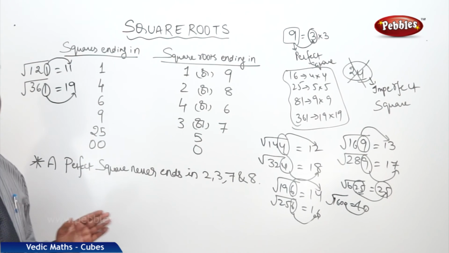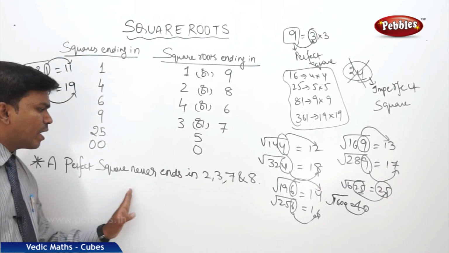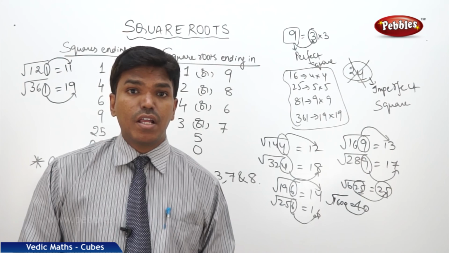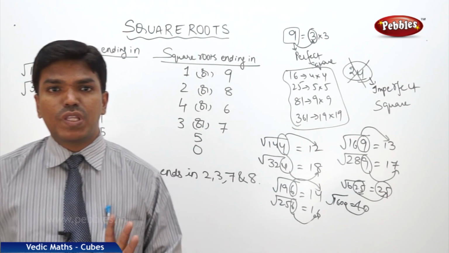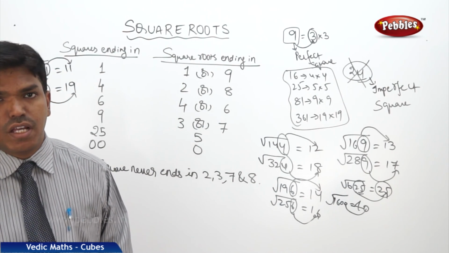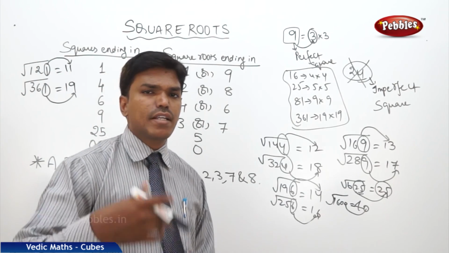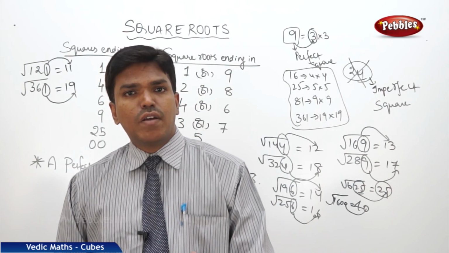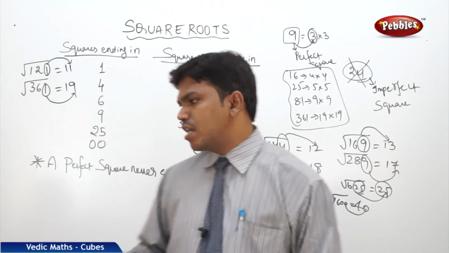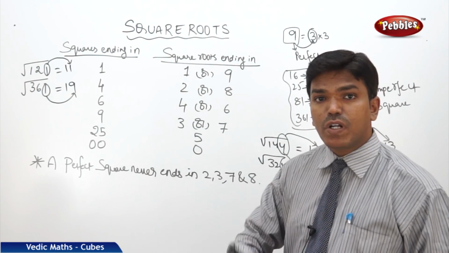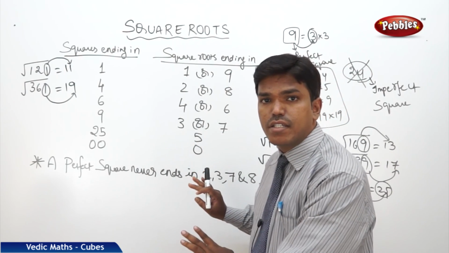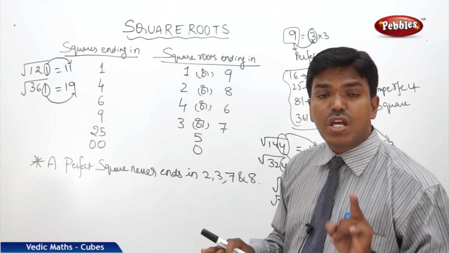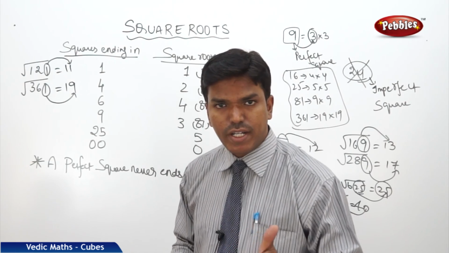Right? Now, the last important point. Remember, a perfect square never ends in 2, 3, 7 and 8. What I mean to say, whatever number you take and square, nothing but multiplying it by itself, the product which you are going to get will never end in these digits. And if any number is ending in these digits, then we can confidently say that it is not a perfect square, it is an imperfect square. Got it?